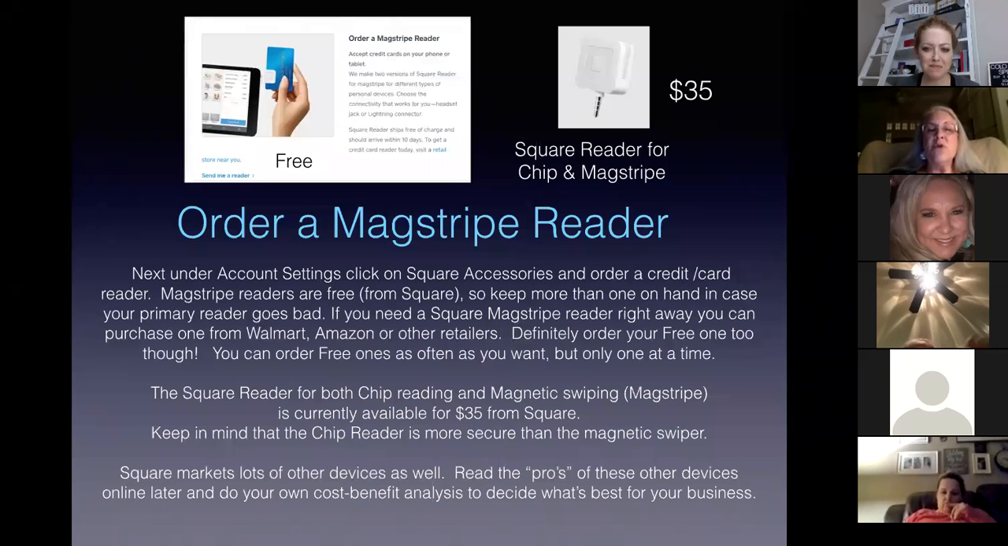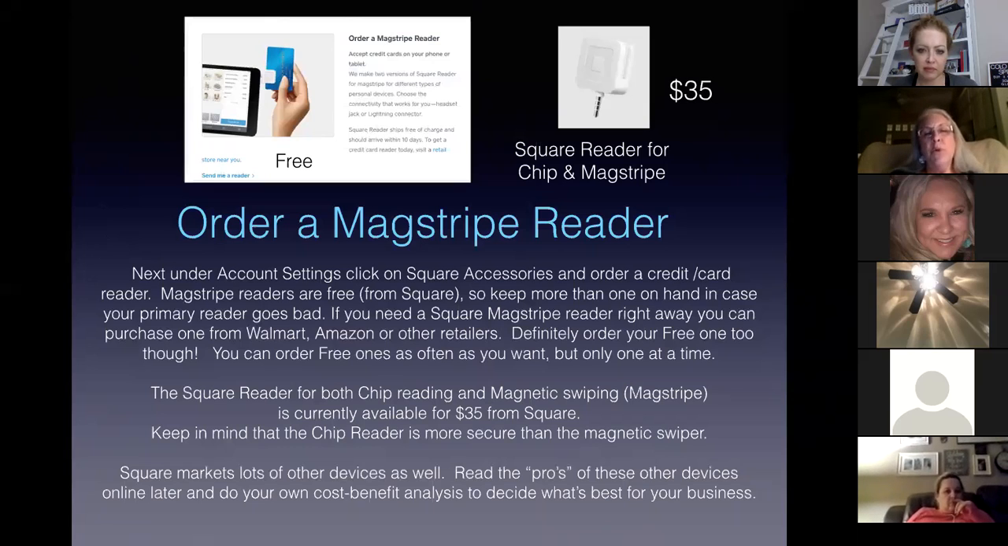If you need a Square mag stripe reader right away, you can purchase one from Walmart, Amazon, or other retailers. Definitely order your free one though too. And you can order free ones as often as you want, but only one at a time, unfortunately. But I mean, you can call them every 2 days and get another one if you want to. They're really good about that.